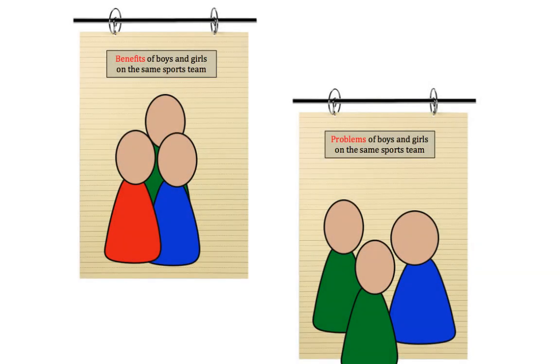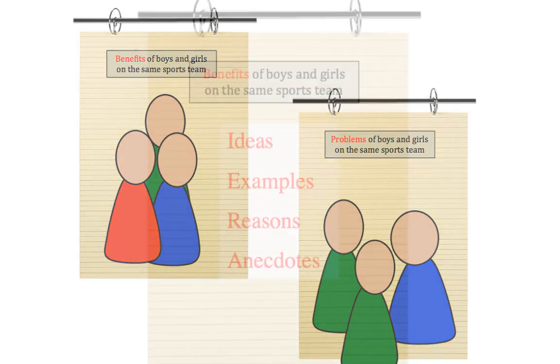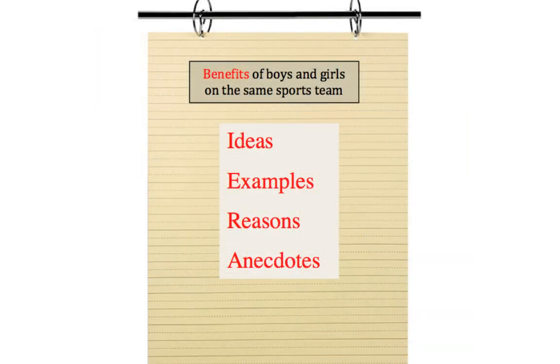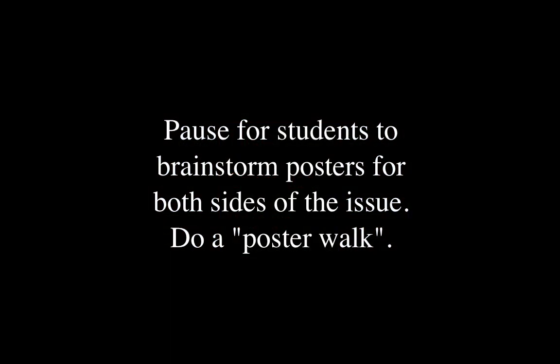Begin by working in groups. Generate posters identifying both sides of the claim. What are the benefits of boys and girls playing on the same sports teams? What are the problems of boys and girls playing on the same sports teams? Some of the ideas may be reasons, examples, or anecdotes. There are no wrongs. Find exercises to help students articulate the connection between their idea and the claim.